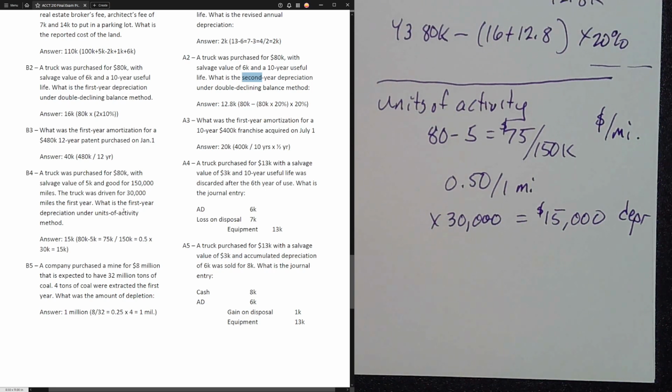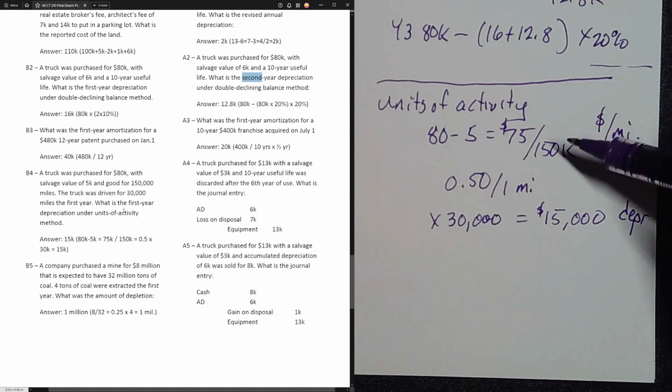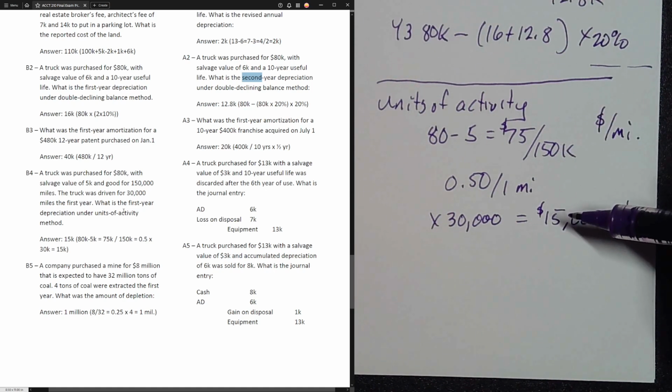When we're talking about, I don't want to say physical assets, I'm talking about resources, right? Land resources like timber or coal or iron. When we have something like this, we use the units of activity, and that's why I put B4 and B5 next to each other.